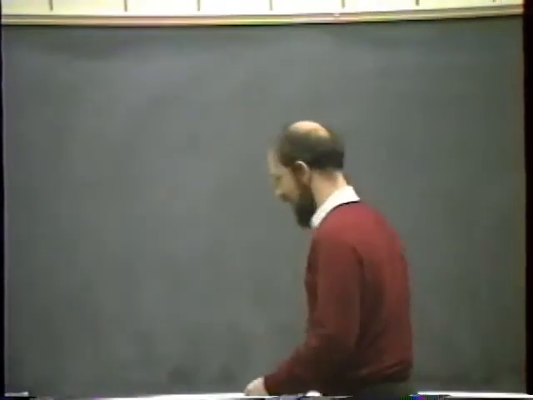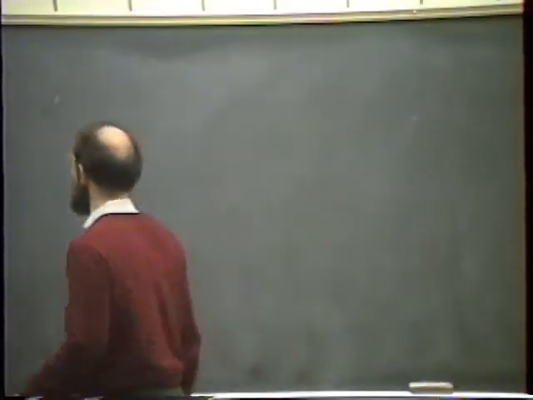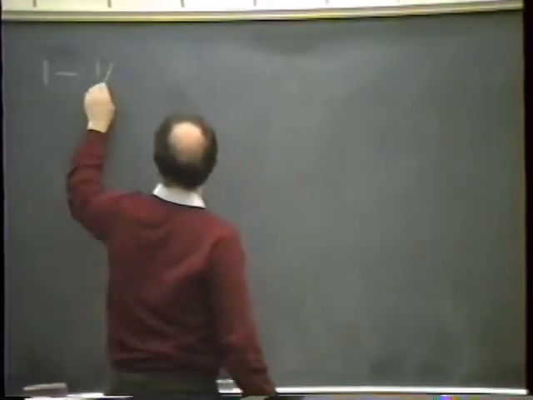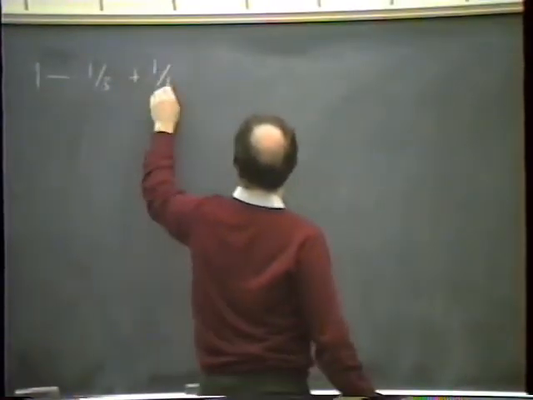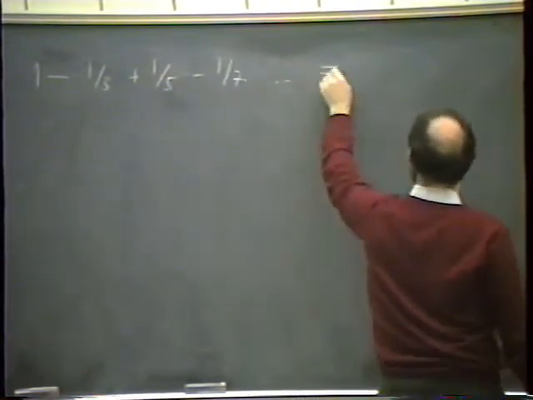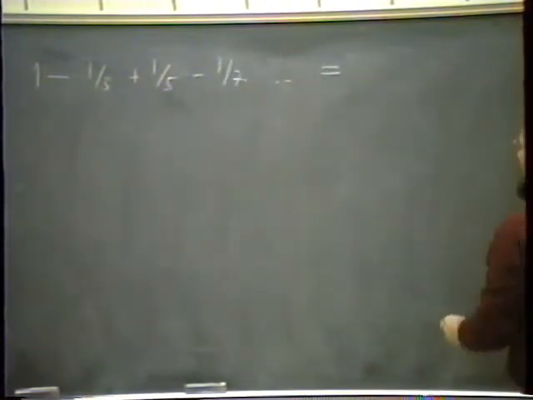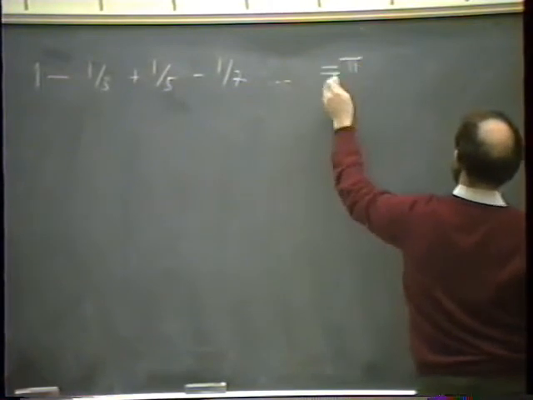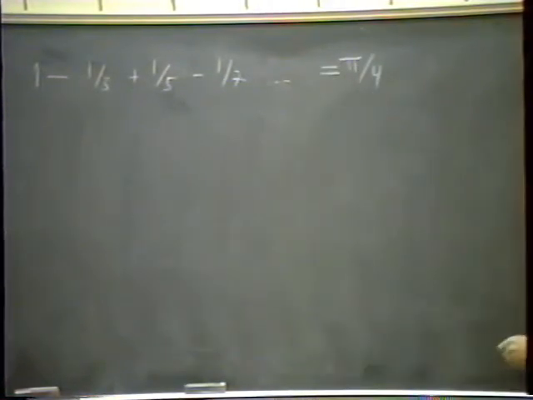The infinite series that I am interested in is the one that goes like 1 minus a third plus a fifth minus a seventh. And if I don't err, that's equal to pi over 4.